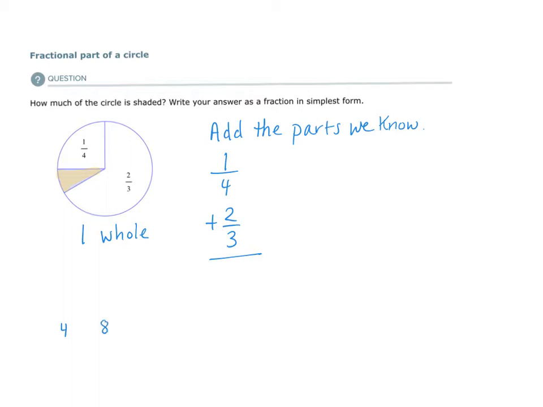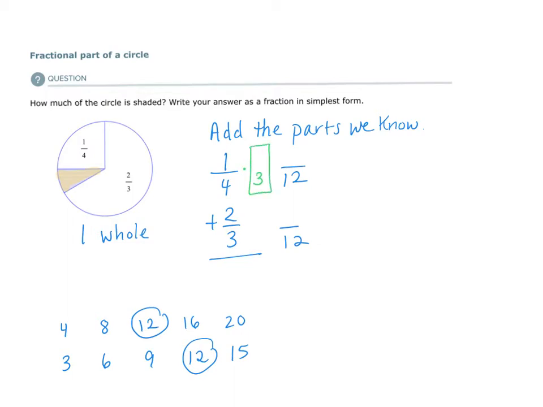4, 8, 12, 16, 20. And we'll also do the multiples of 3. 3, 6, 9, 12, 15. And we'll look for the first one that we see that they have in common. So the first match that we have is 12. So that means that we need to multiply both of those so that you get a denominator of 12.